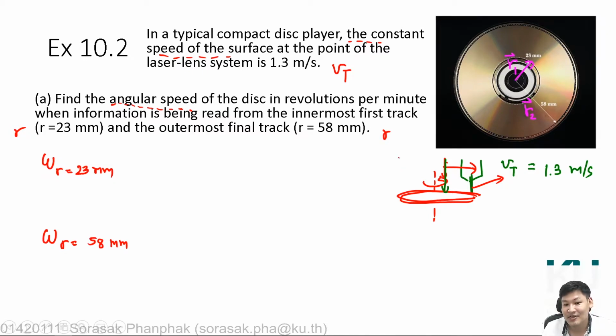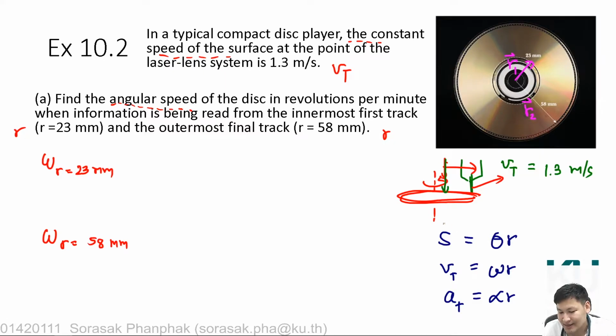You can use the information of translational quantities. As you know, theta relates to S, the arc displacement, by multiplying R with theta: R theta gives you S. So if you have the tangential velocity, you have omega multiplied by R. How about the tangential acceleration? You have alpha multiplied by R. So these are the translational quantities: you can translate the information from the linear quantities to the angular or rotational quantities.